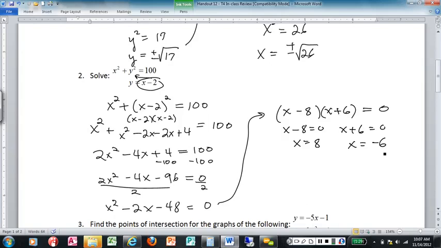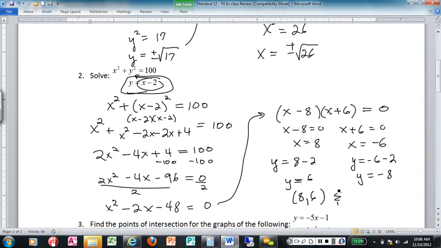So I need the y's to go with those. So I plug in x to be 8 in the y equals x minus 2 equation. That would give me y equals 6. If I plug in x to be negative 6, I get y equals negative 6 minus 2. So I get y equals negative 8. So 8, 6, and negative 6, negative 8, two solutions there. Okay?